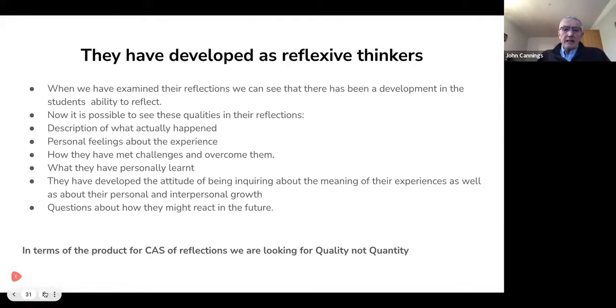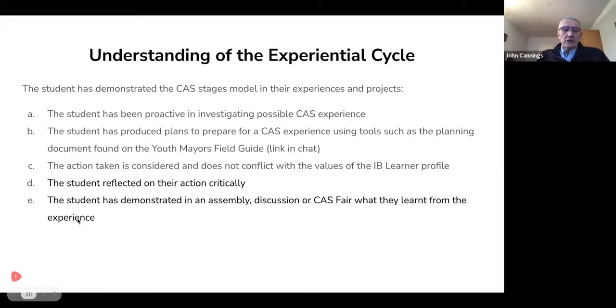It's important the action taken is considered and particularly doesn't conflict with the values of the IB learner profile.